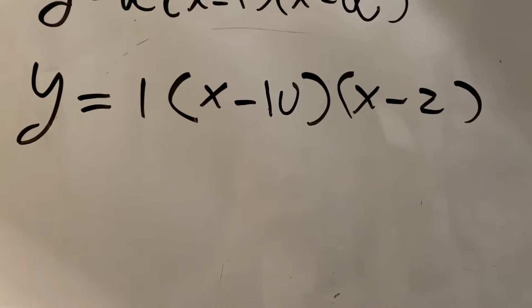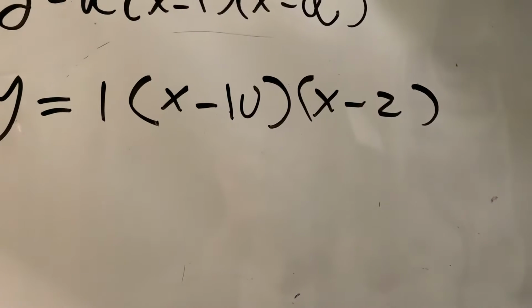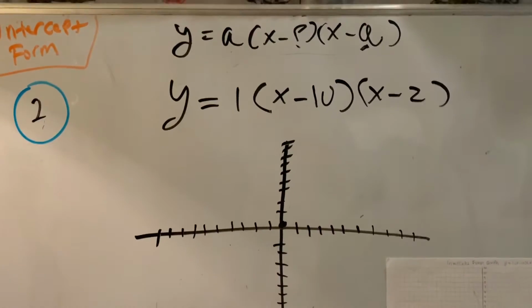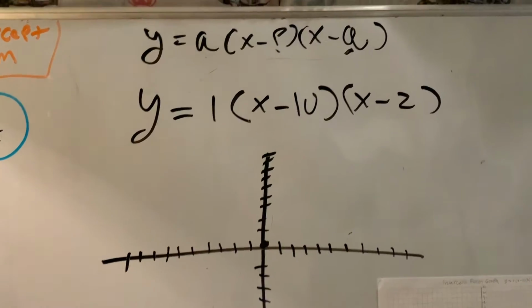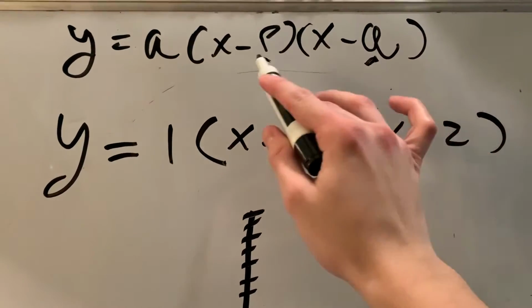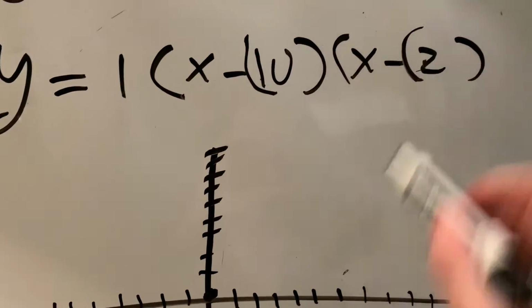So I have chosen y is equal to 1 times (x minus 10) times (x minus 2). So that's what it looks like right there. All right, step 2 for intercept form, we are graphing the x's. So our p and q are what our x values are going to be. So that is 10 here and 2.